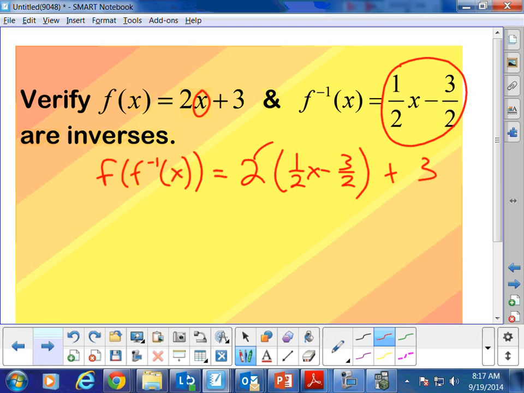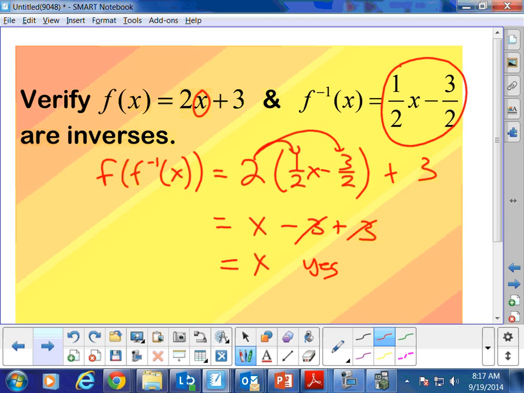So it means I'm going to distribute the 2, and that comes out 2 times 1/2 of x, 2 times that is minus 3, plus 3. And lastly, these cancel, so it means I have x, so yes, it meets that one. Now we're going to do the other order.